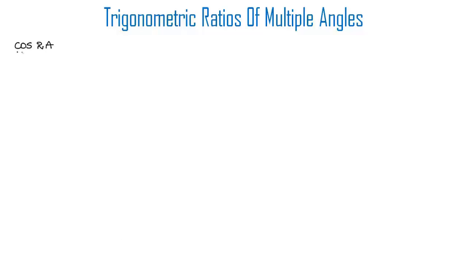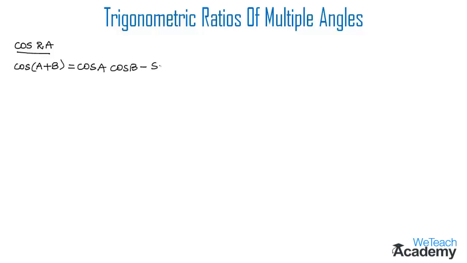In order to derive this formula, we are going to use the compound angle formula, that is cos(A plus B), which is equal to cos A cos B minus sin A sin B. By using this formula and replacing B with A, cos 2A can be written as cos(A plus A). Replacing B with A in the formula, we get cos A into cos A, minus sin A into sin A.